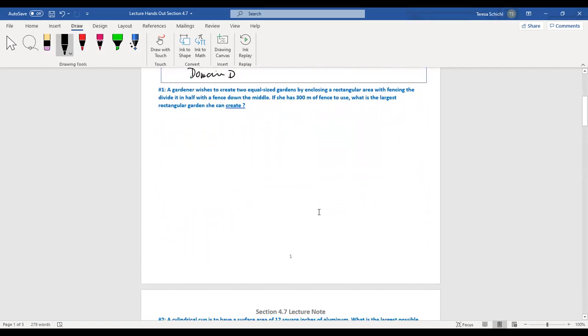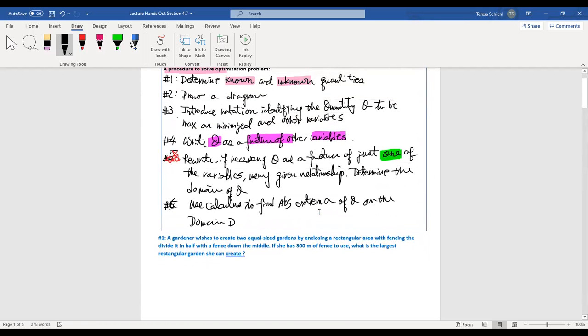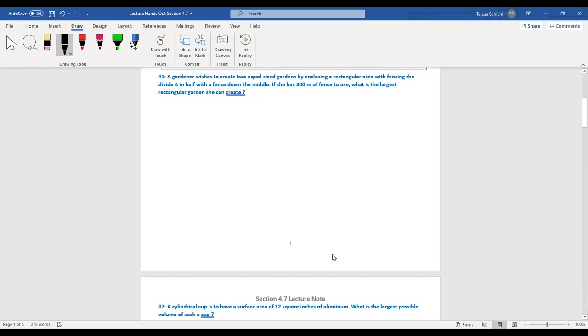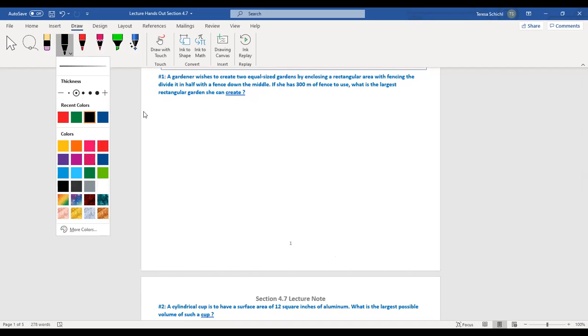Okay, so now let's follow those 6 steps and do some examples to see how that works. The first example says a gardener wished to create 2 equal-sized gardens, enclosing a rectangular area with a fencing divider right at the middle. If she has 300 meters of fence to use, what is the largest rectangular garden she can create?